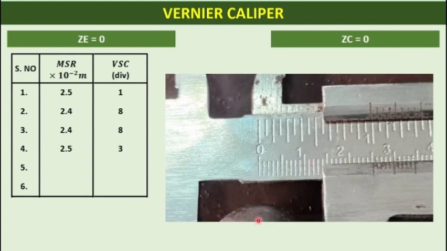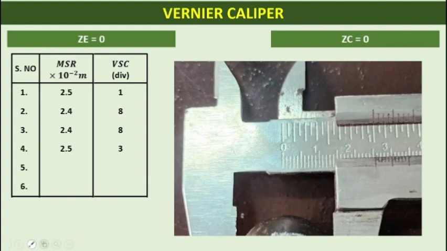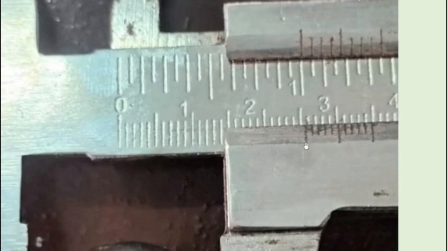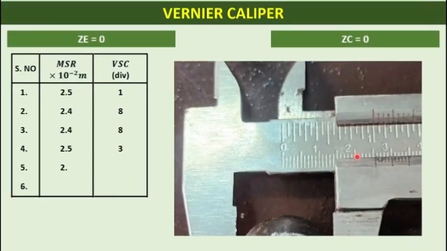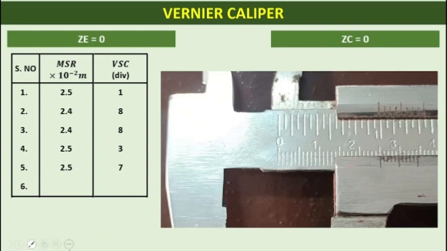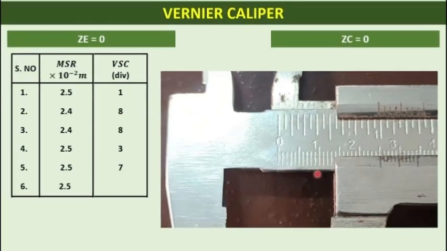Good. Now let us go for the next step, fifth place. Let us zoom this. Once again, zoom this. Main scale reading is 2.5, right? And the seventh line coincides. Seventh line of the Vernier coincides with the main scale. Therefore, let us write here 2.5 and the coincident is 7. Let us go for the next position, sixth position. In the sixth position, let us zoom a little closer and we get 2.5 as the main scale reading, and the first line once again coincides. So let us write here in the data 2.5 and the first line.